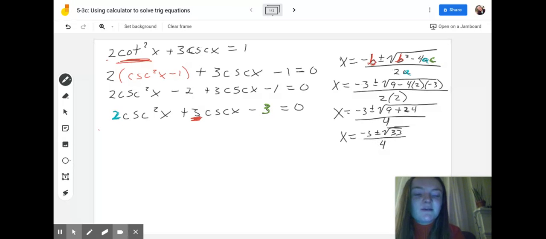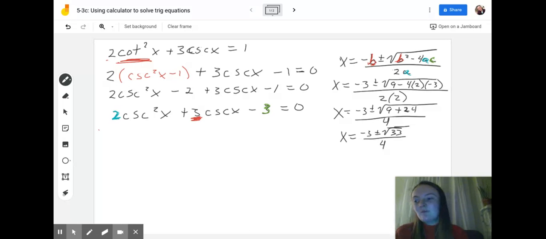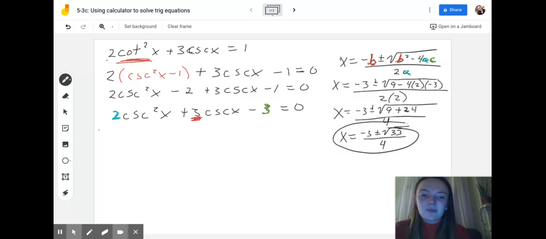So this right here is technically how I could get the solution manually. Now I'm going to talk about how I can get this solution using my calculator. I'm going to show you 2 different methods. Number 1, I could get this solution of what x is equal to. And remember that x in this instance is really cosecant.